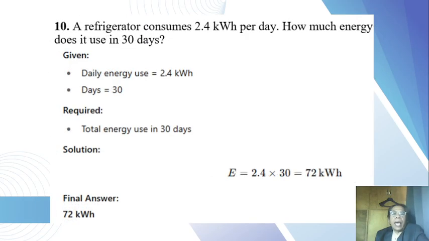Number 10, a refrigerator consumes 2.4 kilowatt hour per day. How much energy does it use in 30 days? So daily energy use is 2.4 kilowatt hour, and then days 30. So total energy in 30 days, you will just simply multiply the given daily energy use by the number of days. So you have 72 kilowatt hour.